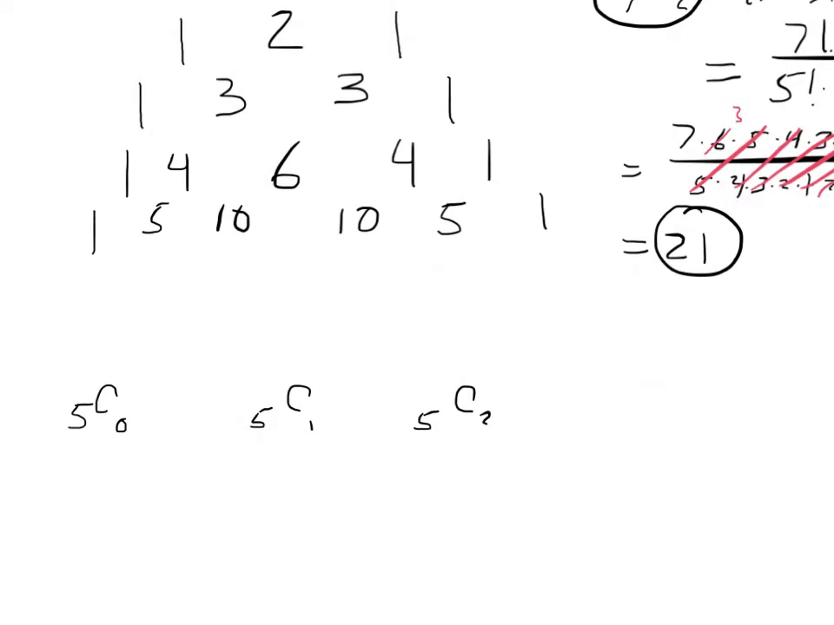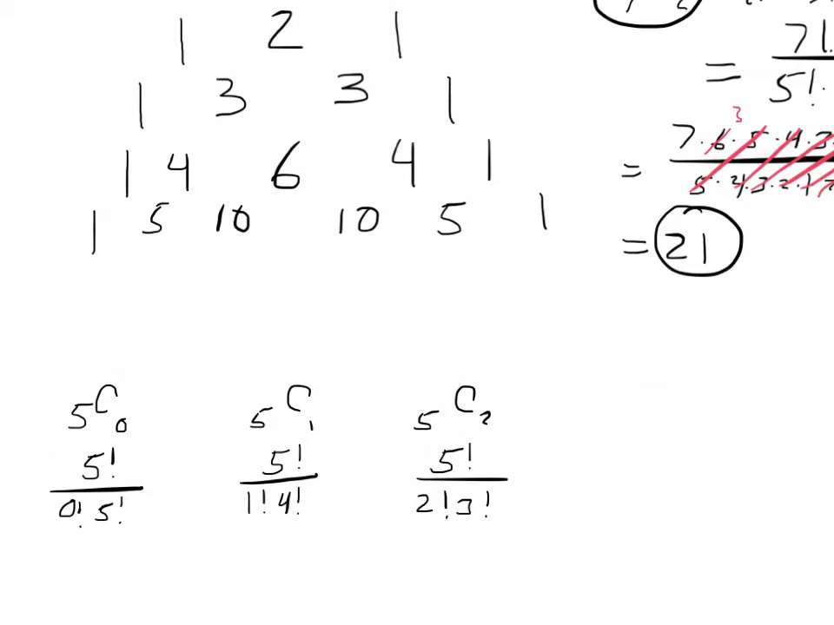In case you need some help walking through that, 5C0 should be 5 factorial over 0 factorial, 5 factorial. This one's going to be 5 factorial over 1 factorial, 4 factorial. And this last one is 5 factorial over 2 factorial, 3 factorial. So again, if you haven't actually computed those, please take a minute and compute them now.